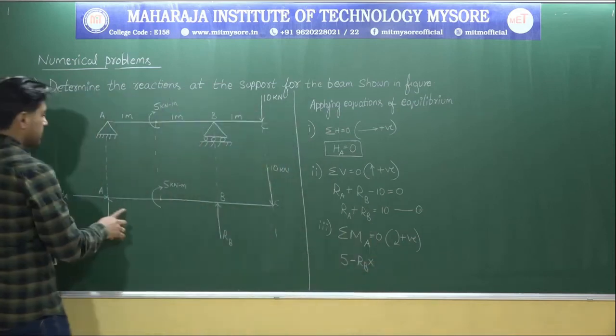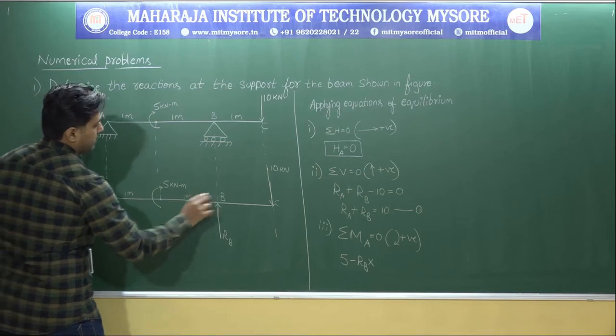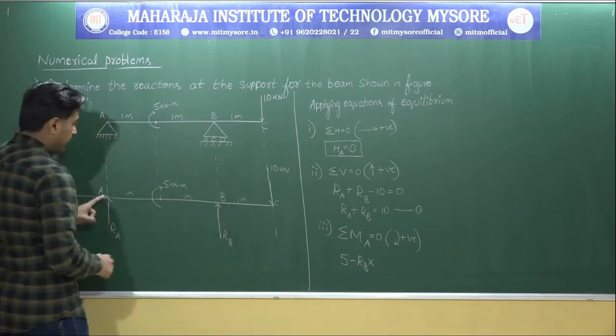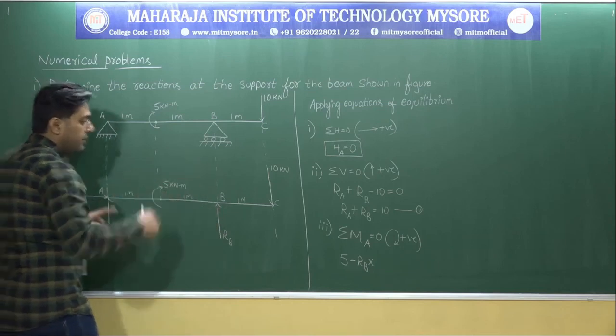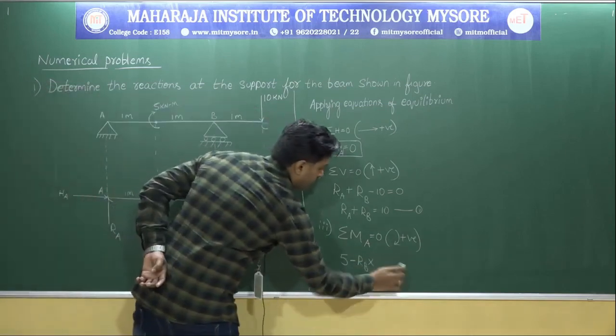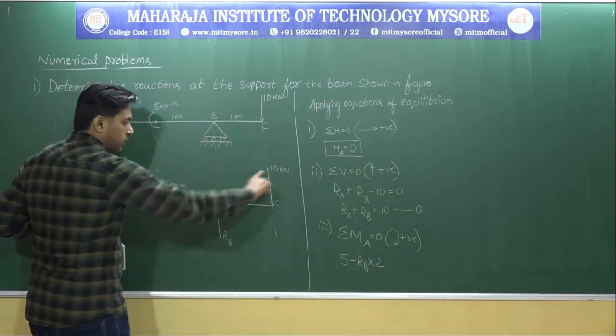into, what is the total distance? Let me mark the distance also. This is 1 meter, this is 1 meter, this is 1 meter. So I want the moment about this point. Force is anti-clockwise. RB into what is the perpendicular distance? 2 meter.